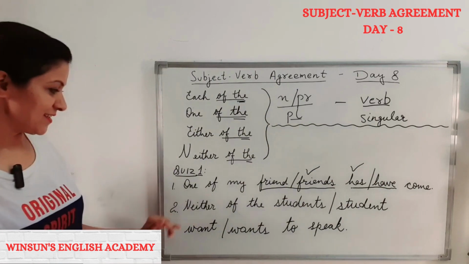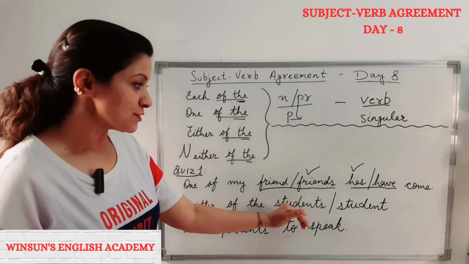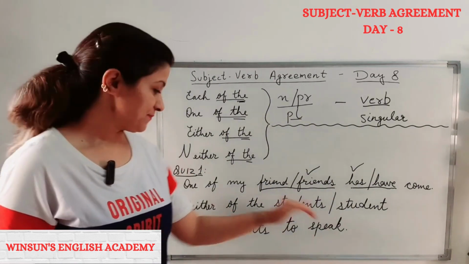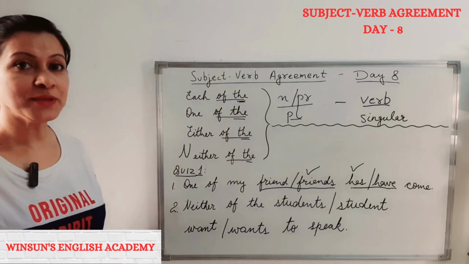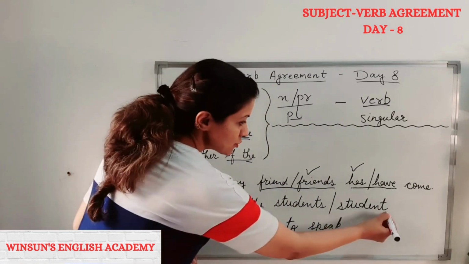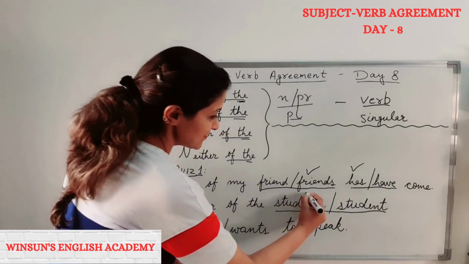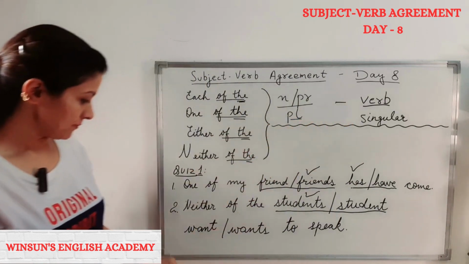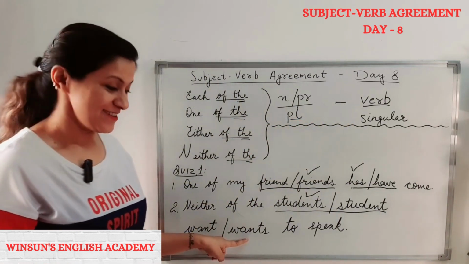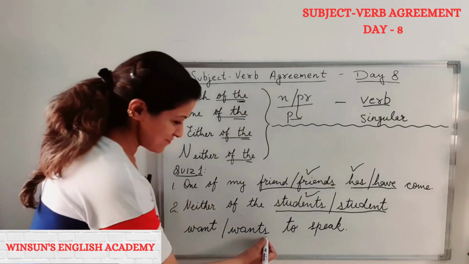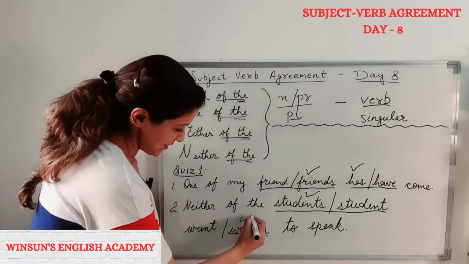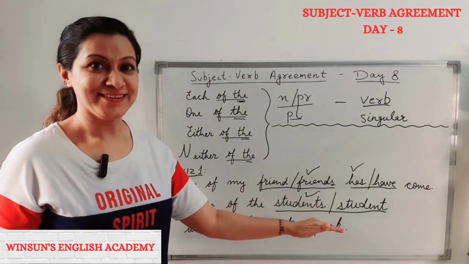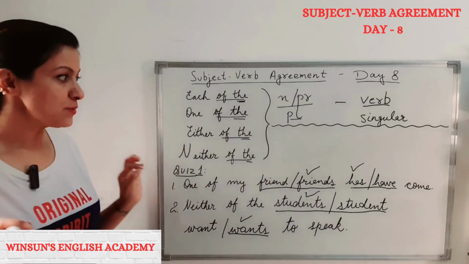Therefore, one of my friends has come. Let's look at the second one. Neither of the students or student want or wants to speak. What does the rule say? Noun or pronoun must be plural. So, student or students. Students, right? Next, verb must be singular. Want or wants. Wants, the power of S. Okay, verbs take an S. So, neither of the students wants to speak.